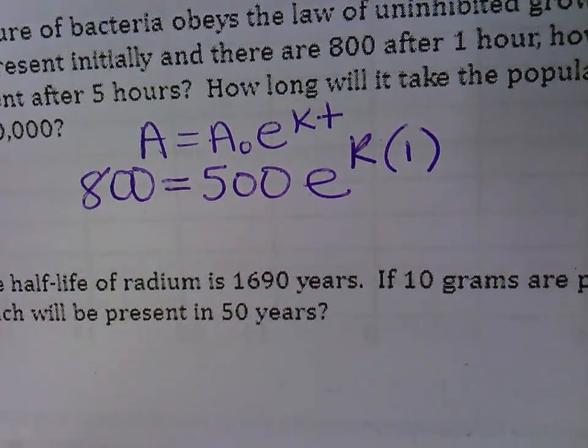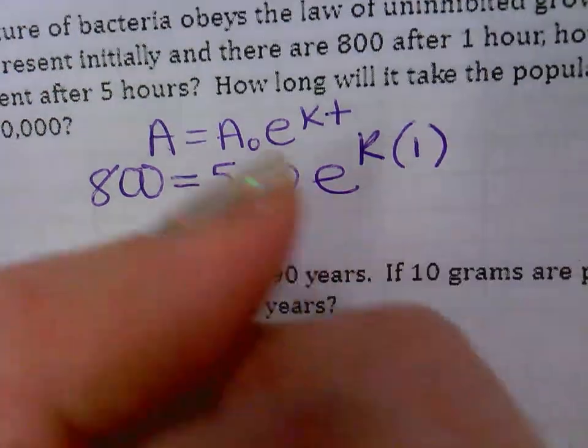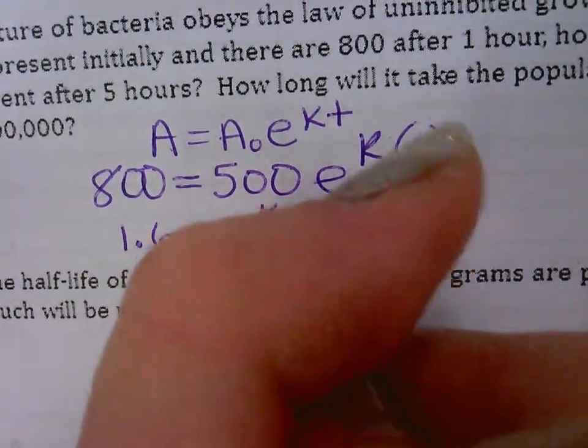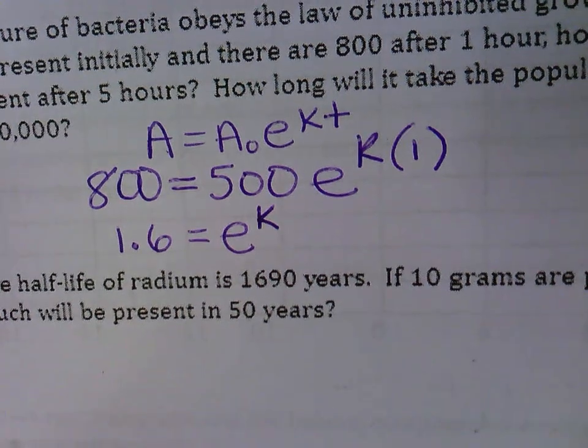So you're going to solve for k the same way that we've been doing it. You're going to first divide by 500 on both sides, and then use the natural log to find the answer. What is 800 divided by 500? 1.6. So 1.6 equals, I could just write e to the k, right? Because k times 1 is k.